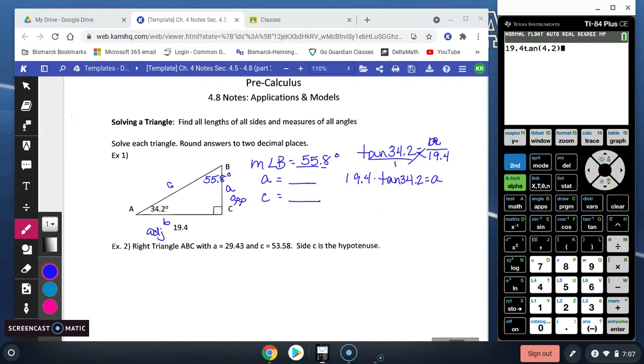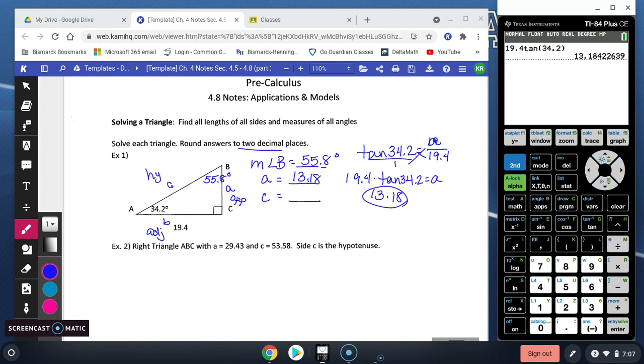Now I already switched my calculator to degrees, because remember, every time you reopen your calculator, it defaults back to radians. So you'll want to change that to degrees. Okay, and I'm rounding to 2 decimal places, so 13.18 for side a. Okay, now I am finding side c.